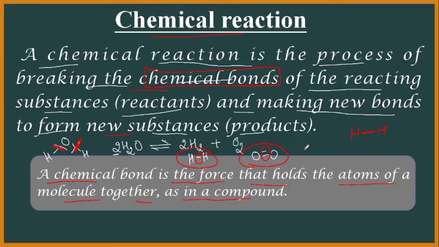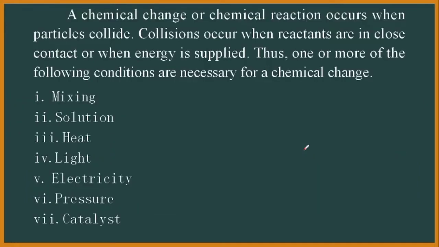Now we know the difference between a physical change, a chemical change with an example, and a chemical reaction, how it takes place, along with the meaning of chemical bond. Then what are the conditions for a chemical reaction to occur, or when does a chemical reaction occur? It will not simply take place, right? There should be some conditions for the reaction to occur. So when does it happen?